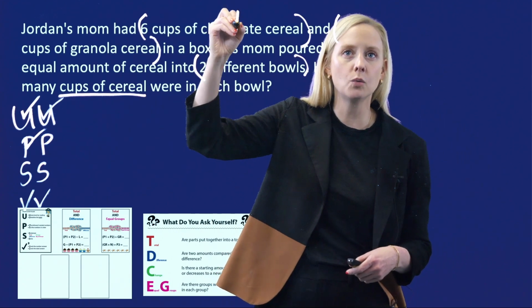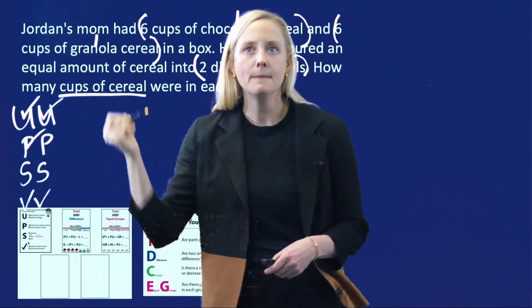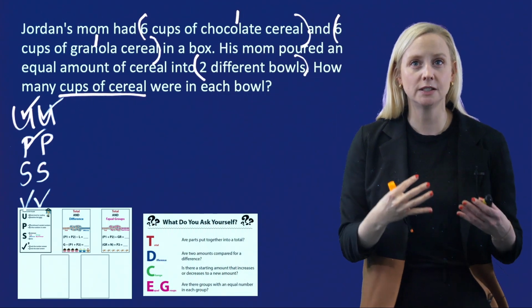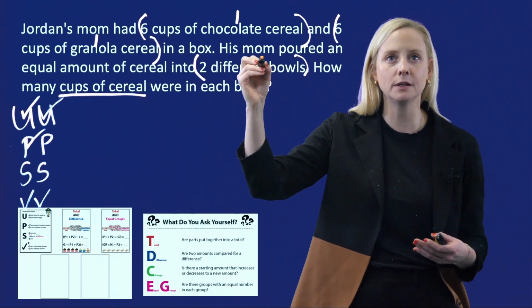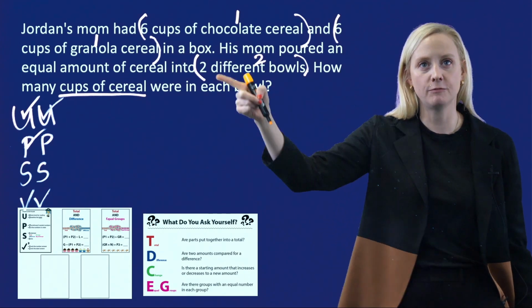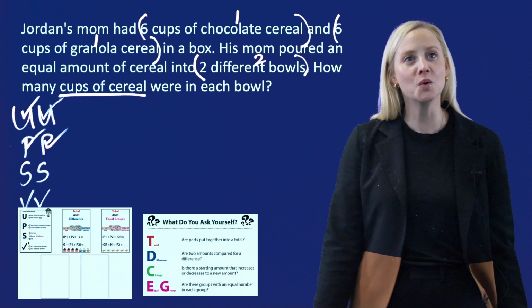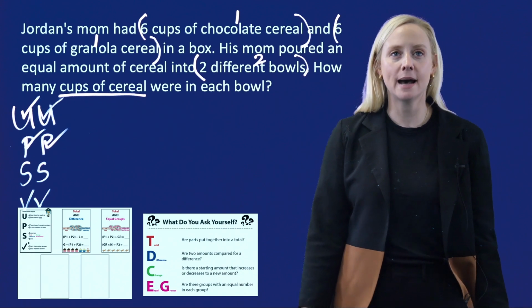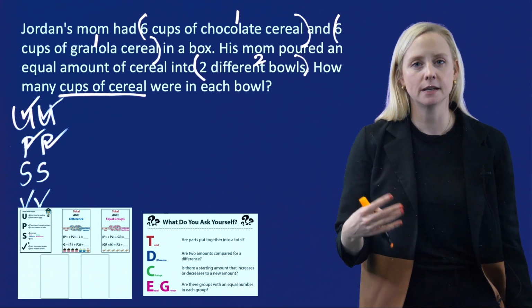So here I'm going to put a 1 above the cups of chocolate cereal and the cups of granola cereal because I know that I'm dealing with the cups of cereal first, and then after I have the cups of cereal, I'm going to put them into the bowls. So I'm going to put a 2 above this set of parentheses, 2 different bowls. Now I have put my numbers in order and put parentheses around my needed numbers. I can move to my first S, which stands for schemas.